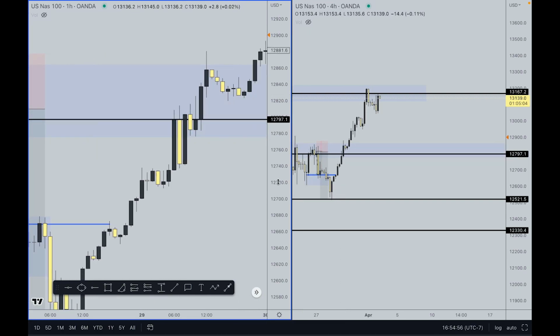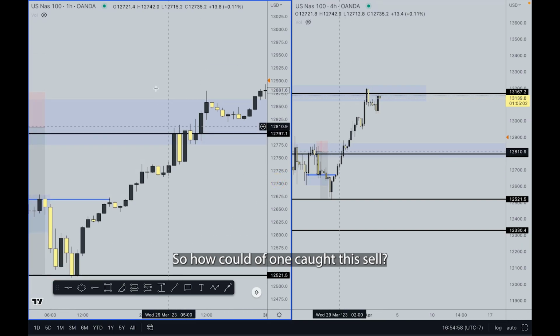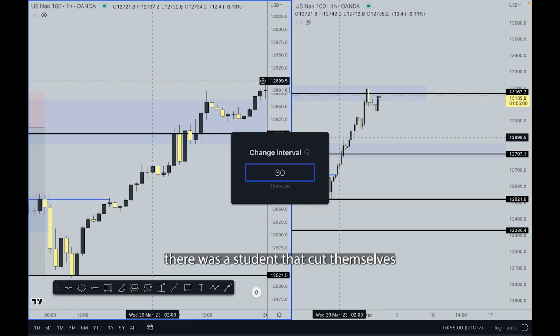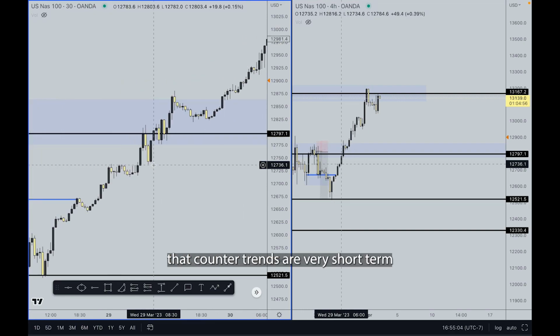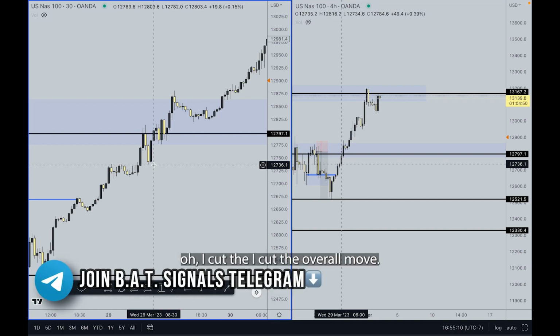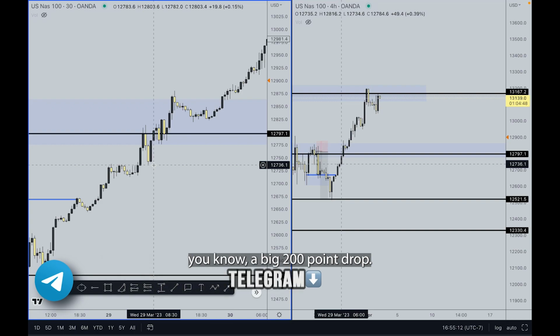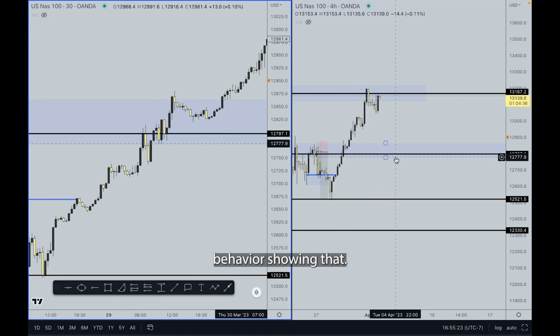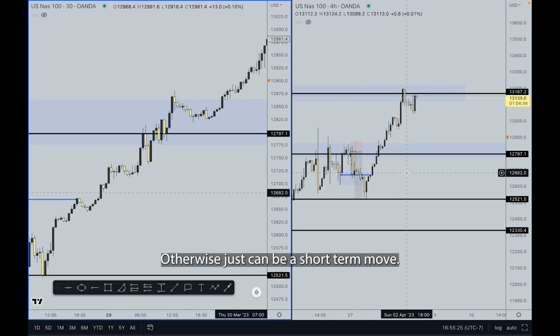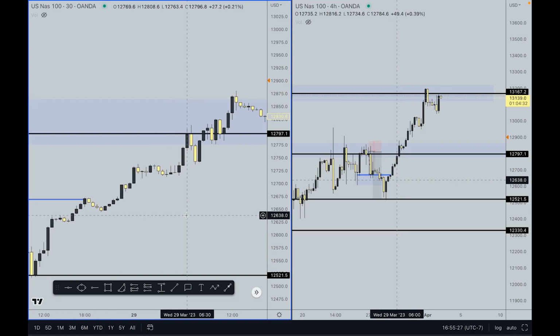Okay. So how could one have caught this sell? Now there was a student that caught the sells when I called the buys, but it was a short-term sell. Remember that counter trends are very short-term. You cannot be hanging out in them thinking to yourself, "Oh, I caught the overall move. It's about to have a big 200-point drop." You can't assume that without price showing that. You can't do that without the market behavior showing that. Otherwise, it's just going to be a short-term move and you're just hoping.